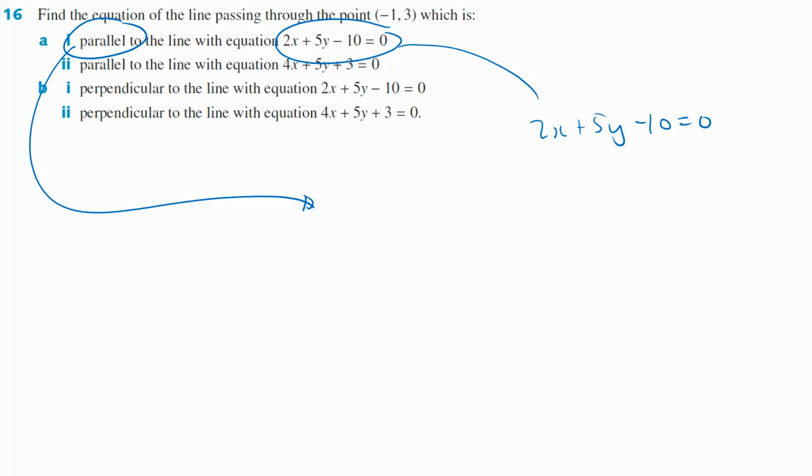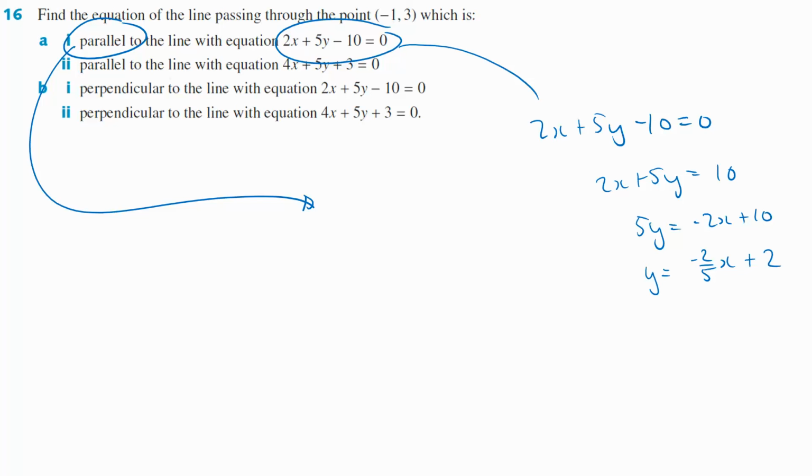You rearrange the equation to make y the subject. So here we go. We've got 2x plus 5y equals 10. Add 10 on both sides, minus 2x on both sides. I get 5y equals minus 2x plus 10. And then divide by 5 on both sides. You get negative 2 on 5 x, and plus 2. So here we can tell that the gradient is negative 2 on 5. So that means if it's parallel, the gradient for this new line has to also be negative 2 on 5.